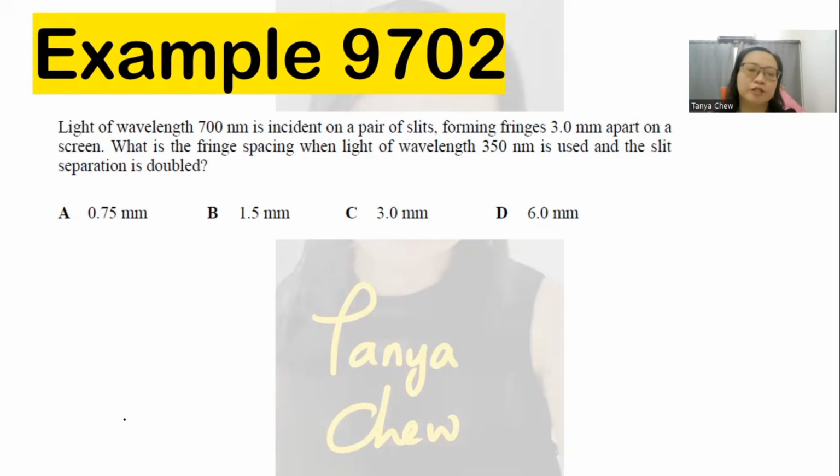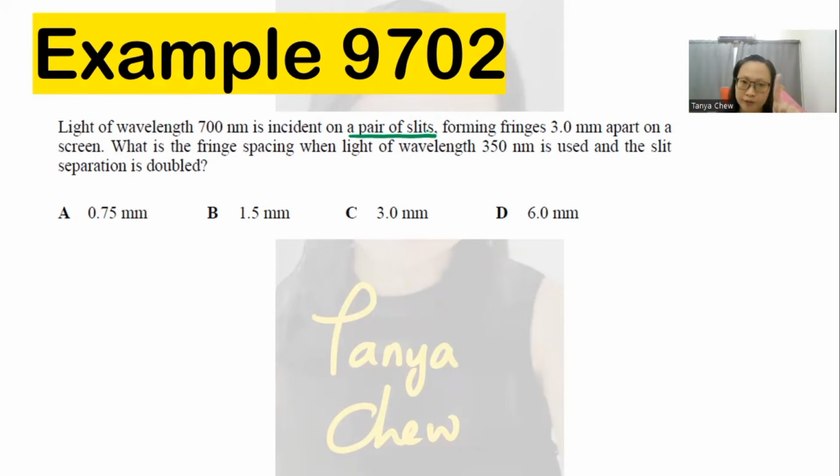What is the fringe spacing when light of wavelength 350 nanometer is used and the slit separation is double? So I want you to underline, first of all, just the important statement. Do you see this? A pair of slits. When it is about a pair of slits, this is definitely related to Young's double slit. Young's double slit is related to interference.